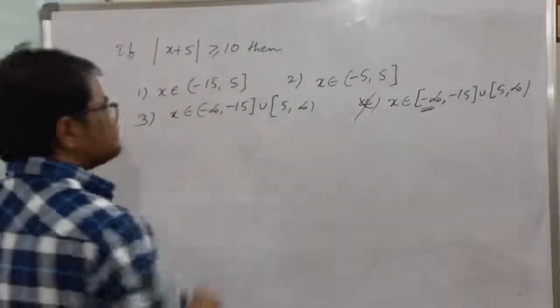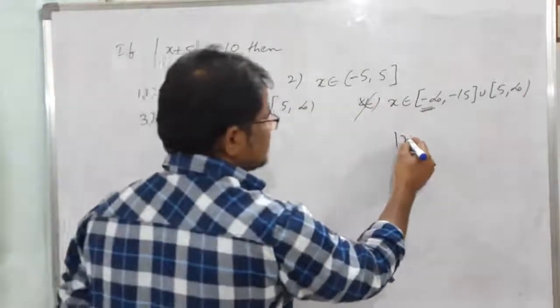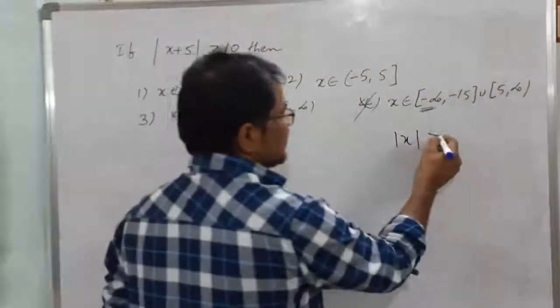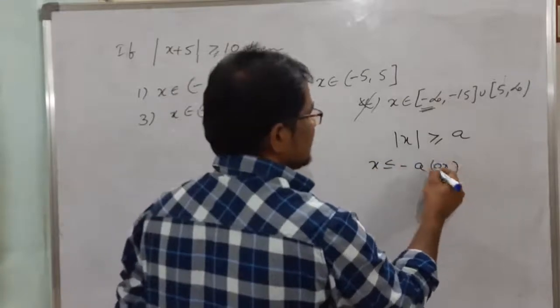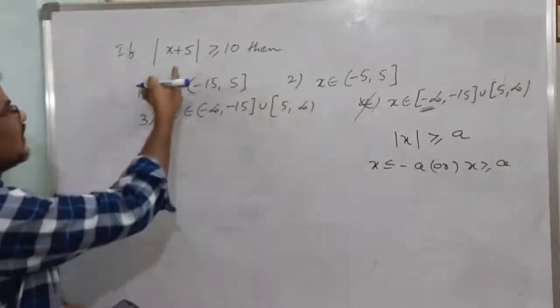Now see here, this problem is based on which result? Mod x greater than or equal to a means x less than or equal to minus a, or x greater than or equal to plus a. By that result, how to write?